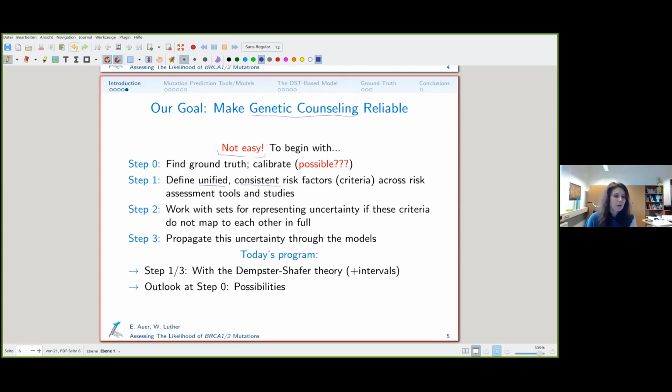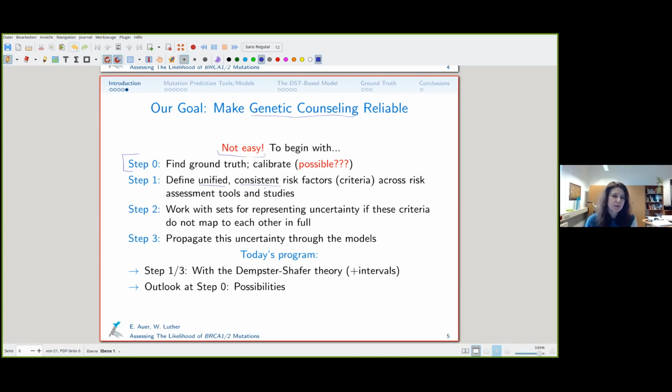But before all the steps can be made to begin with, we need to consider this step. And this is the most difficult one, actually. So we need to find the ground truth and calibrate different studies. I'm not sure that it is even possible. But at least we can do something in this direction.